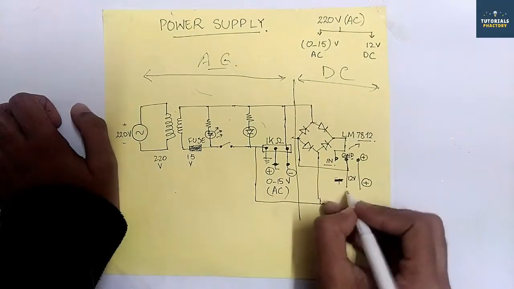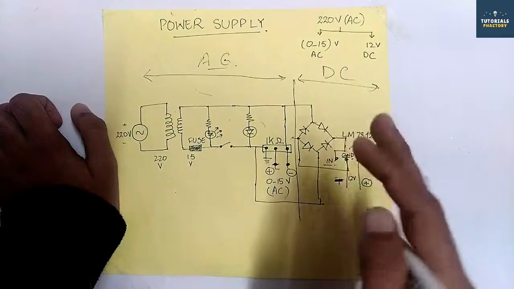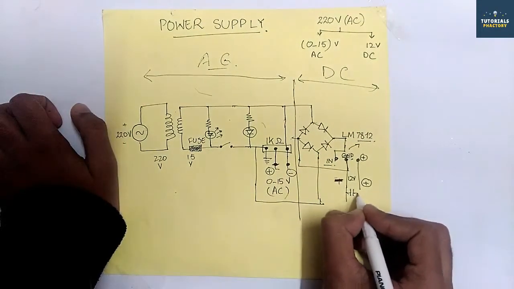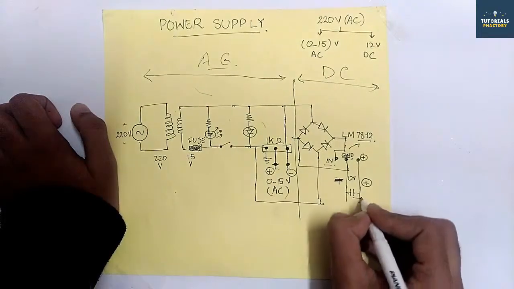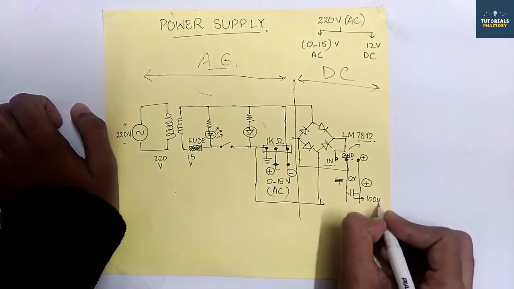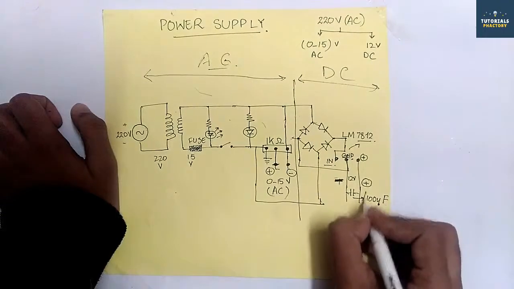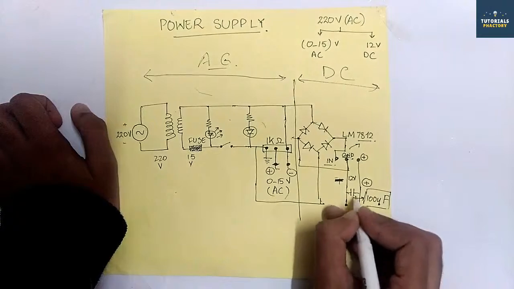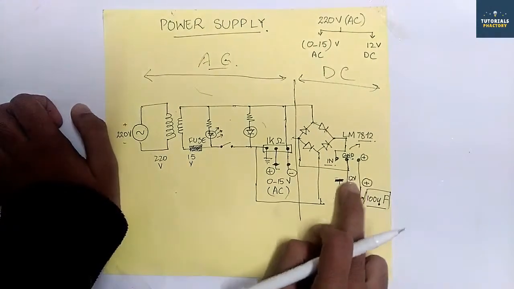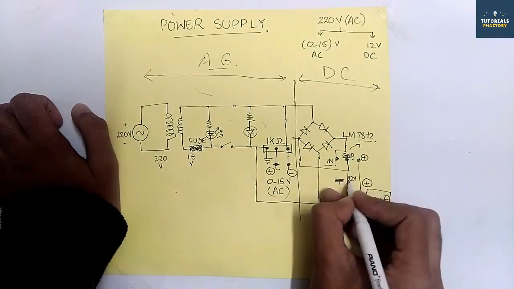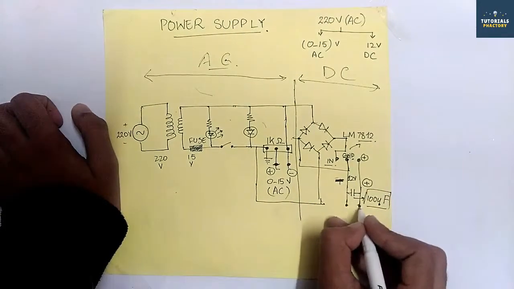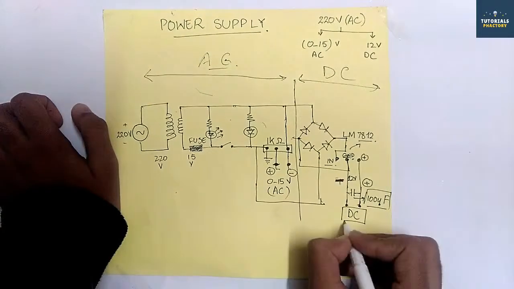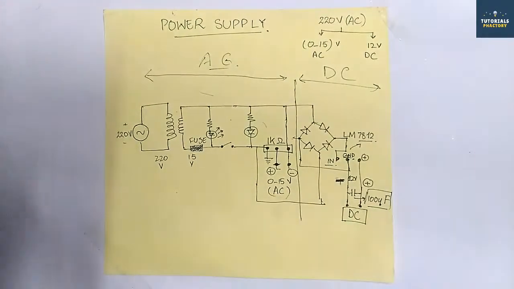So we will place a capacitor so that it gives us a stable value. Suppose this is a 100 microfarad capacitor. This capacitor will give us a stable value, because if you do not use this capacitor, this voltage will fluctuate and it can burn or damage our device. So finally, this is our DC, and now let's move to the practical work.